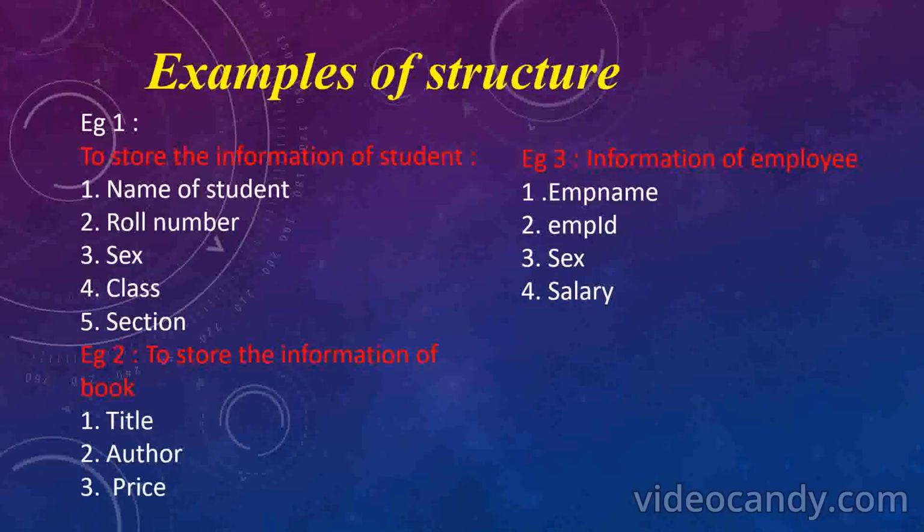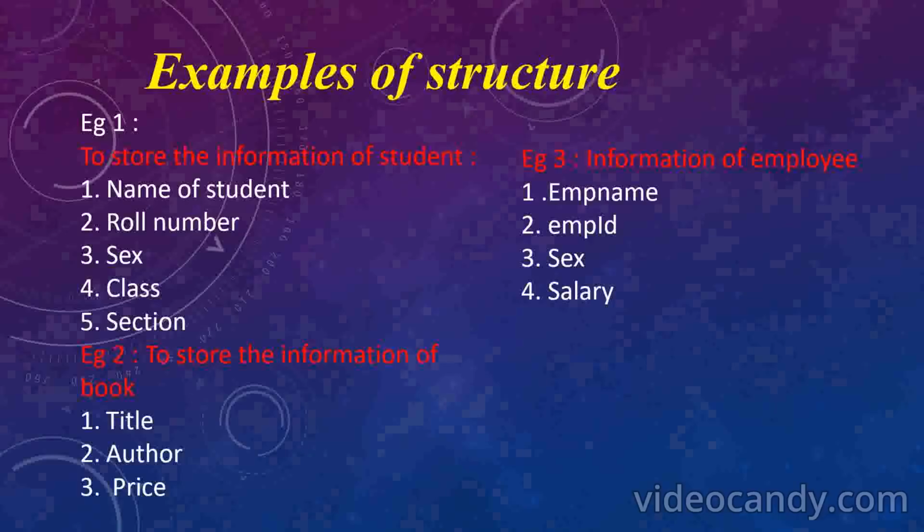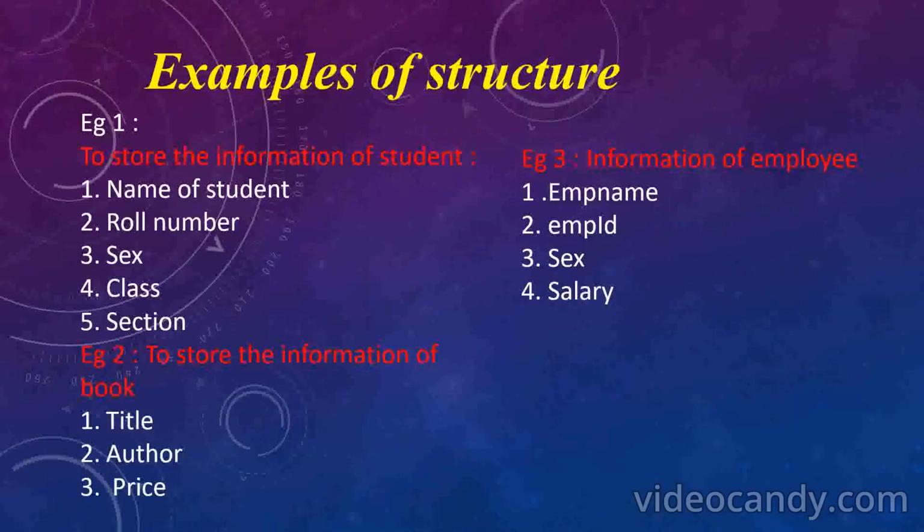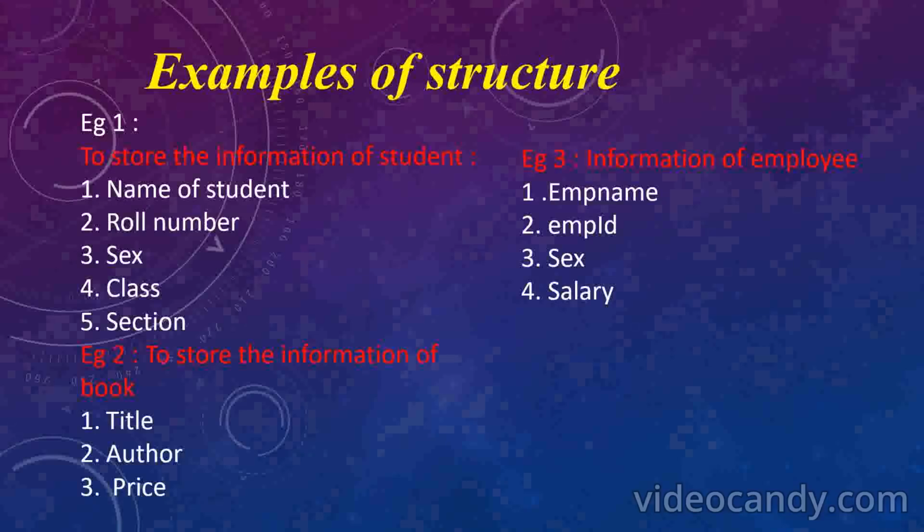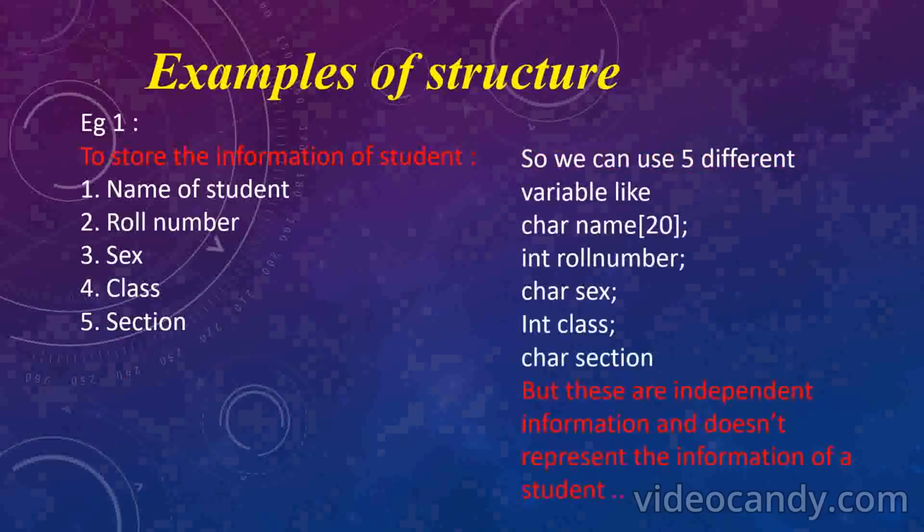So these are all related information of a particular item. If we want to store this type of information, generally we use a structure. So suppose we want to store the information of a student. If no structure is used, then the information of students is name of the student, roll number, sex, male, section.